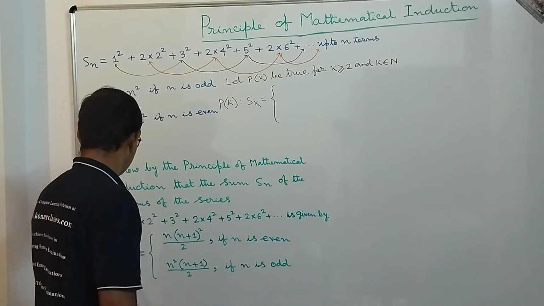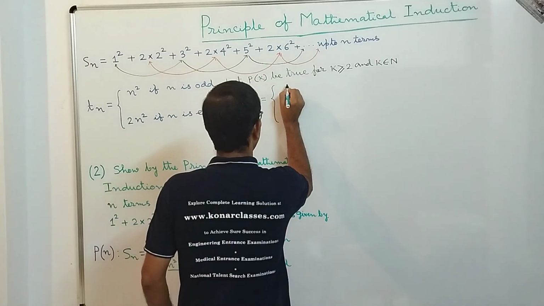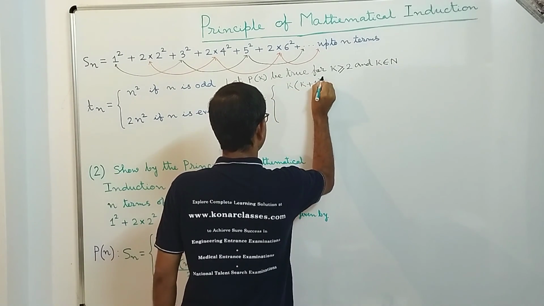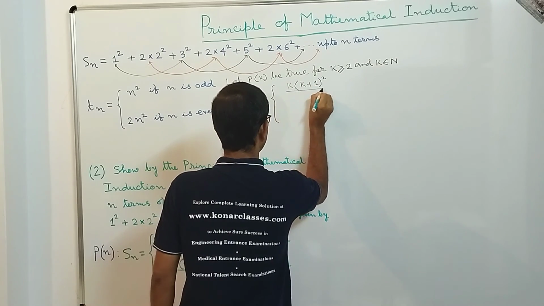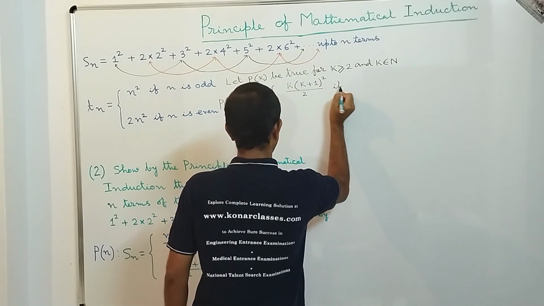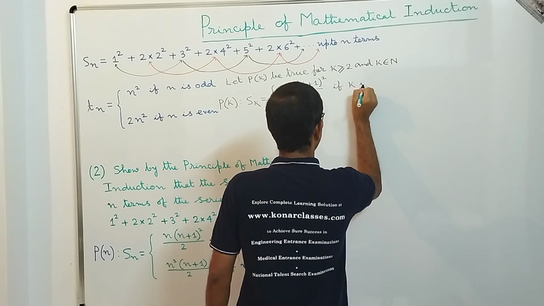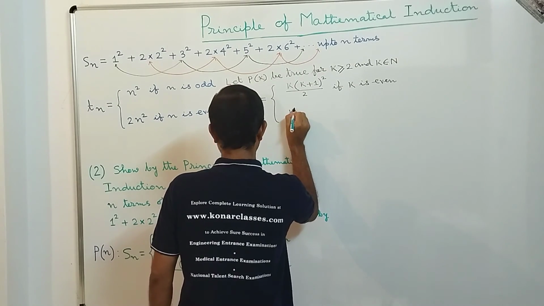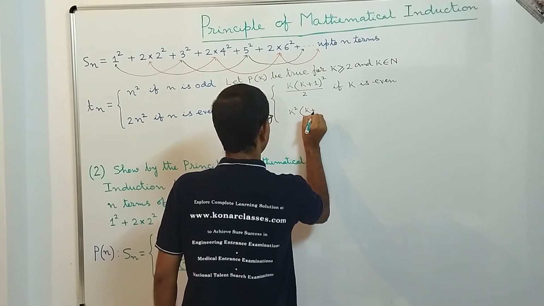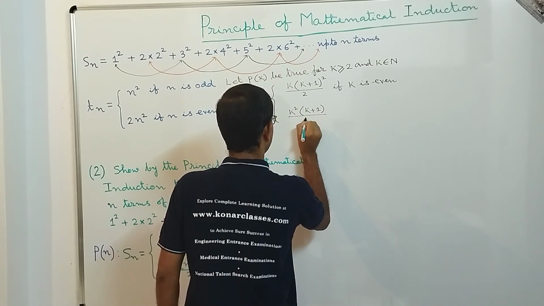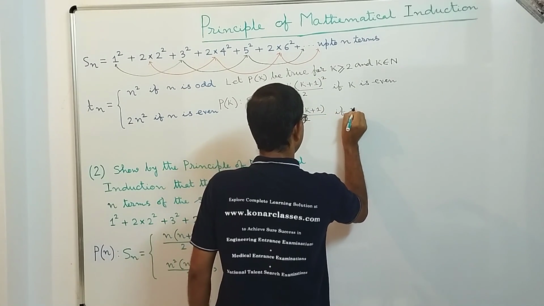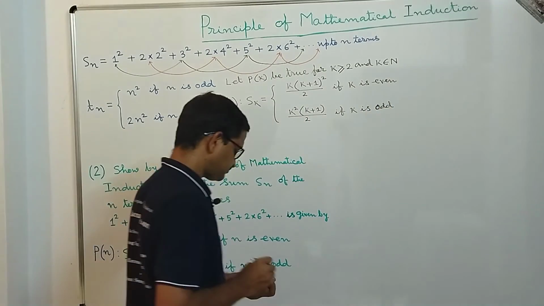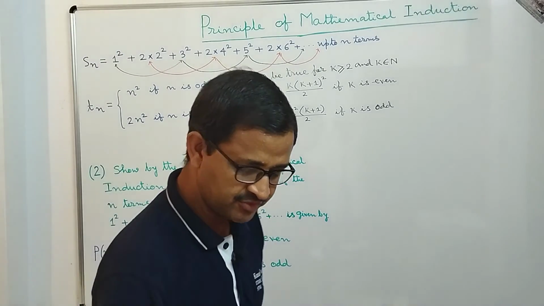So we should take this one, that Sk is equal to k into (k plus 1) whole square divided by 2 if k is even, and it is k square into (k plus 1) by 2 if k is odd. Correct? Now let's see how we can proceed further.